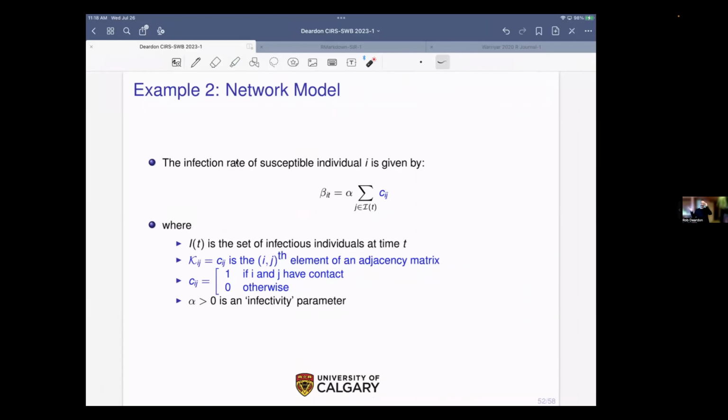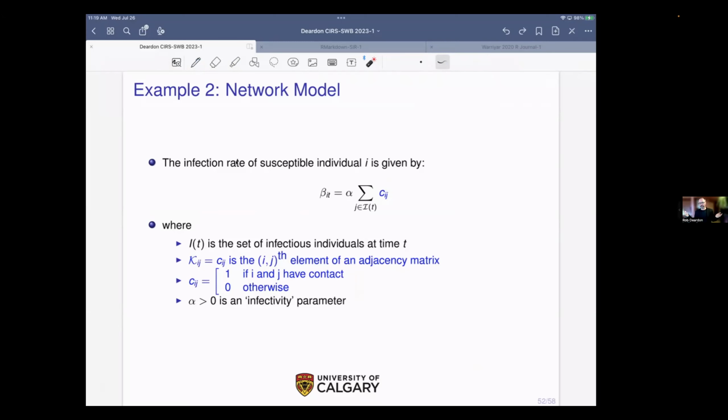If we change tack and now think about a network, so all I've done here is I've replaced that kernel, d to the minus delta, with Cij. And what's Cij going to be? That here is just going to be a 1 if i and j have contact, and a 0 otherwise, right? So what does have contact mean? That means any sort of contact through which the disease could pass, right?